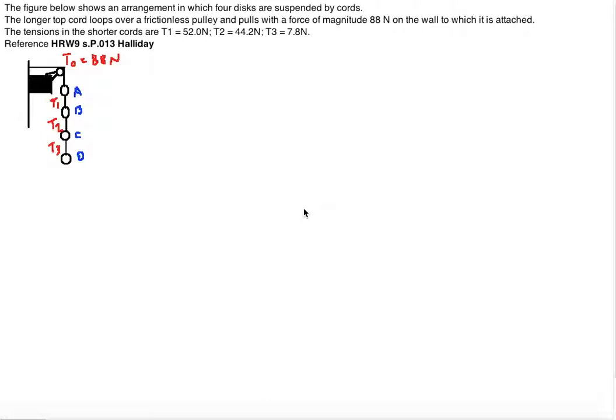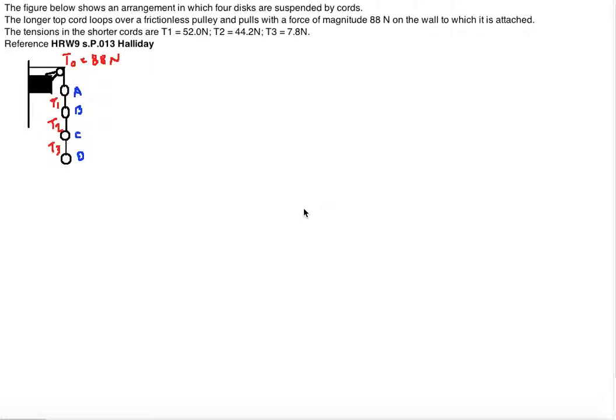And so, although it's not written above, the question asks what are the masses of each of the disks. You can see the disks labeled in the picture there, A, B, C, D. So that's what we're trying to find, the masses of those disks. We can do that because we're given each of the tension forces in each of the components, and we're also given the tension force of the entire system on the wall. I've labeled them on a diagram for clarity and to save time.